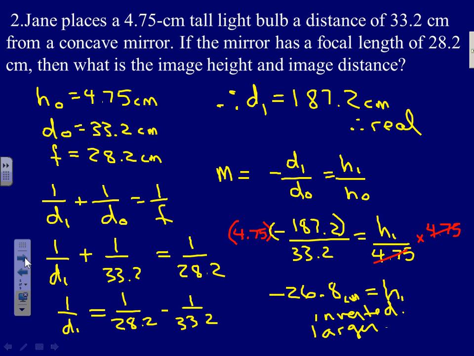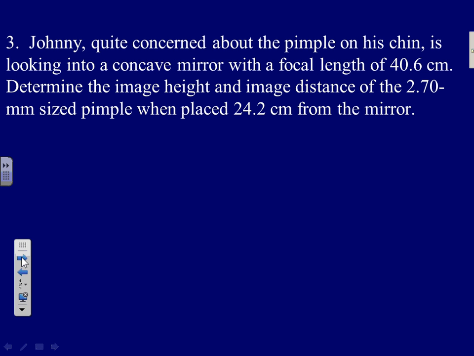I have 2 other examples, but I'm only going to do 1. And that's because when I do the scale diagrams, they will be very similar. Hold on, don't write this down yet. Johnny quite concerned about pimple on his chin. What a silly question. Why did I even write that down? Go to millimeter-sized pimple. That's hilarious.